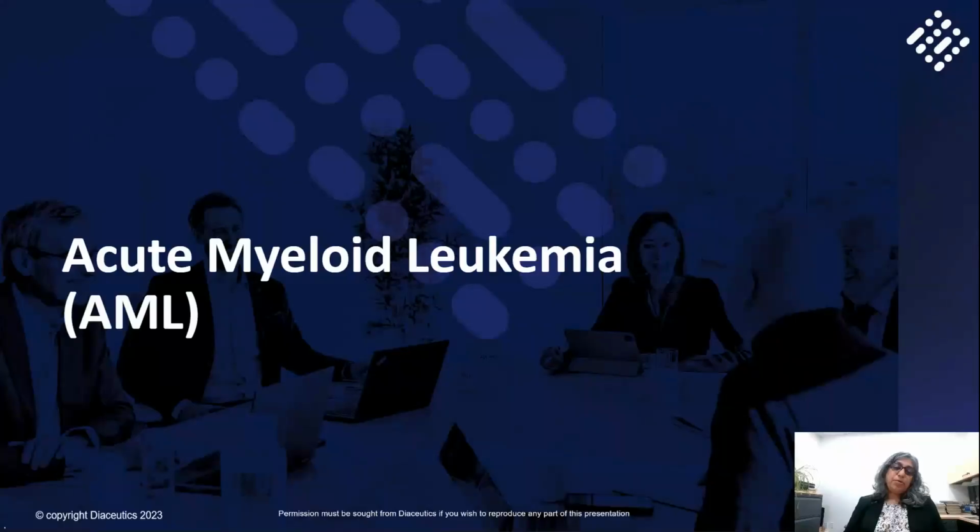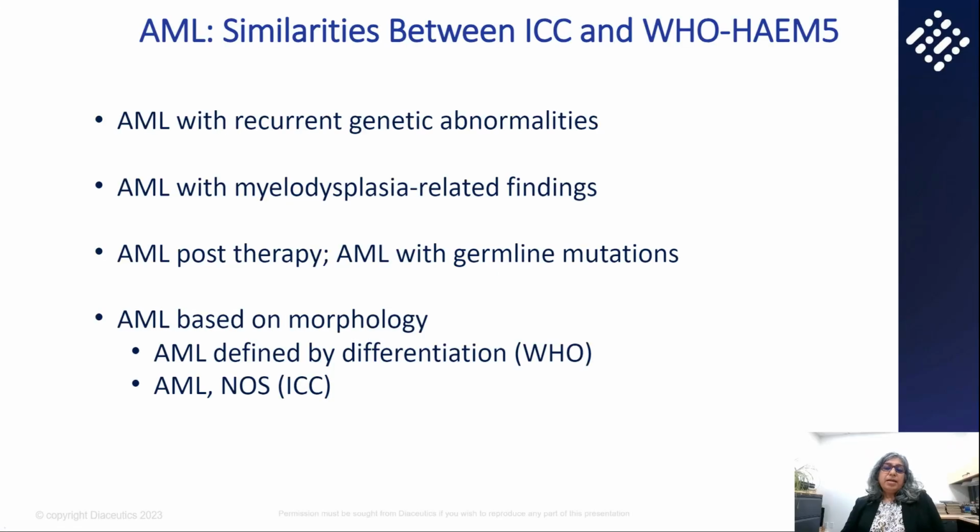Okay, so next we will talk about the two classifications in acute myeloid leukemia. Let's look at the similarities between ICC and WHO. Both subclassify AML into similar broad categories recognizing similar features that include AML with recurrent genetic abnormalities, AML with myelodysplasia-related findings, AML occurring in specific settings as post-therapy, AMLs associated with germline mutations, and then just AML based on morphology.